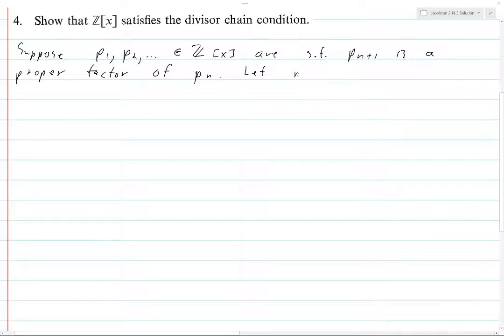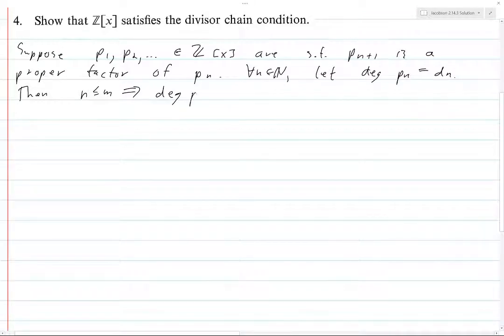For all n, let the degree of Pn be Dn. Then if n is less than or equal to m, the degree of Pm is less than or equal to the degree of Pn, meaning that as you go up in index, the degree of the polynomials will either stay the same or decrease.